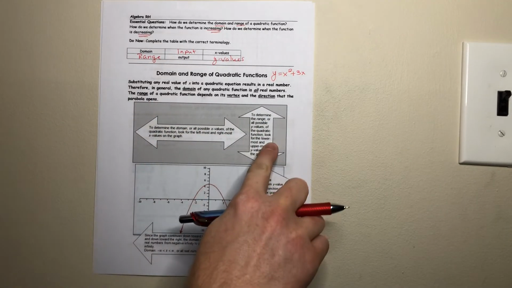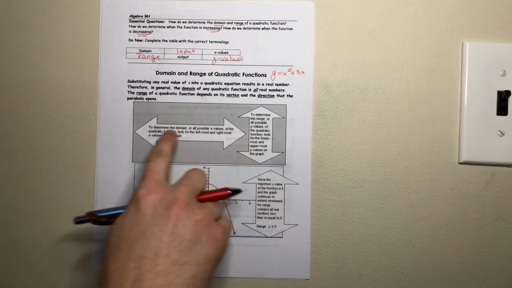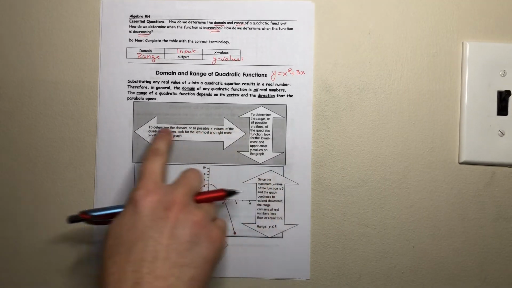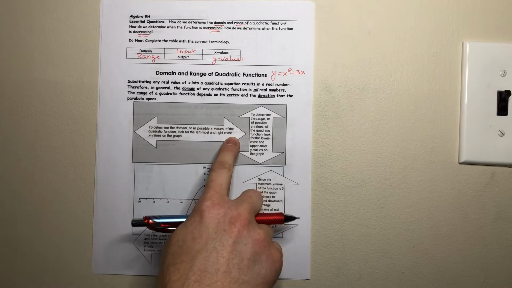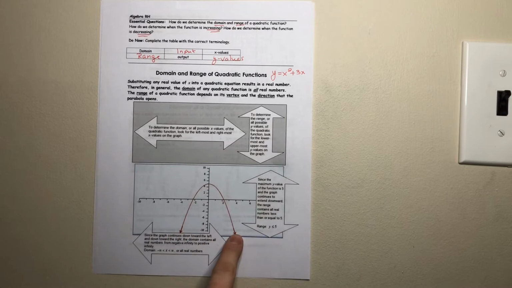So all this says, I'm going to paraphrase it, is that when you're looking left to right, you're looking at the x values, and you can determine the domain. What's the leftmost and what's the rightmost x value? If there are arrows on your parabola, then it goes forever left, forever right.